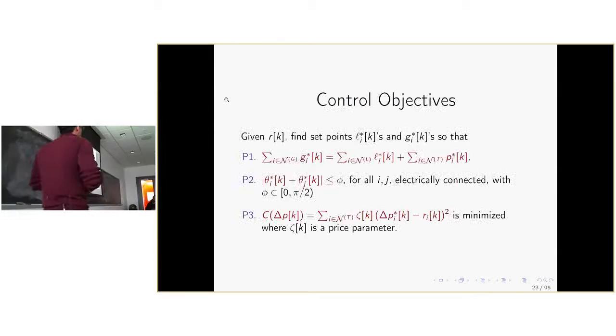Now the set point computation. In order to compute the set points, we have a set of objectives. We need to ensure that the system is balanced, load is equal to supply, and we need to ensure that the system is going to synchronize, that the phase coincidence constraint is satisfied. And we need to ensure that we can respond to the regulation signal. Basically, we want to minimize the cost of failing to follow the regulation signal.